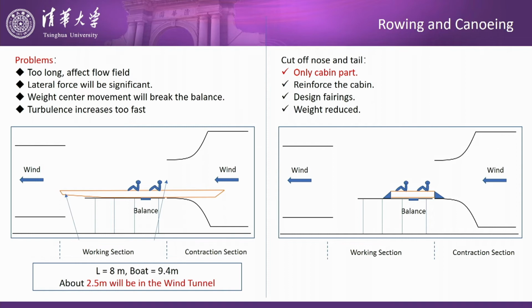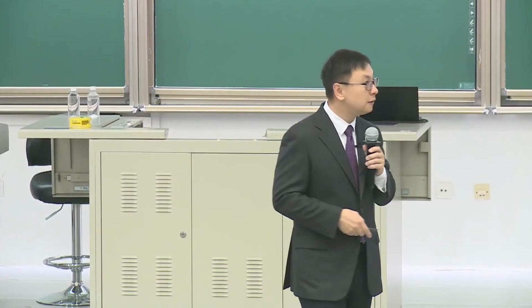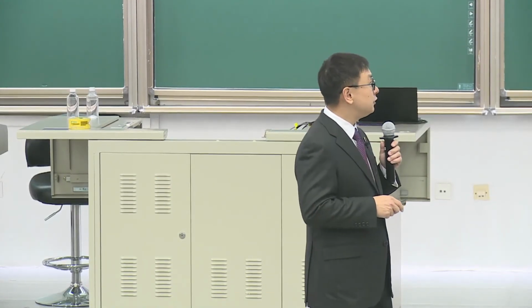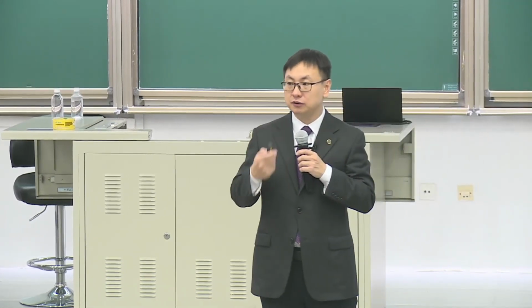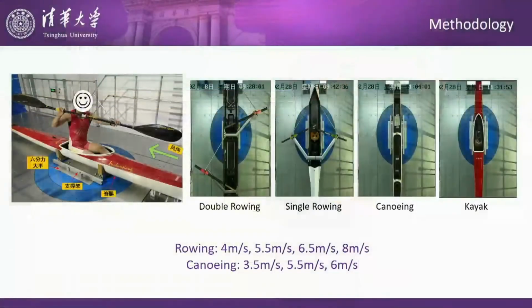We cut it down, and only the carbon part is placed in the wind tunnel. And we have to reinforce it because we cut it and broke its structure. The carbon fiber cannot hold people's weight anymore. We design fairings to cover the brake part and the balance, to get accurate data. And it finally can be put onto the balance. This is the experiment setup. We have double rowing, single rowing, canoeing, and kayak.